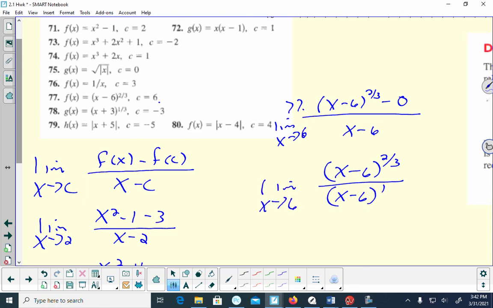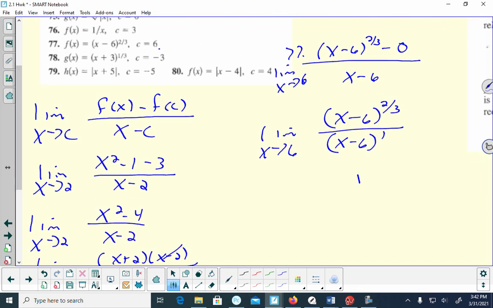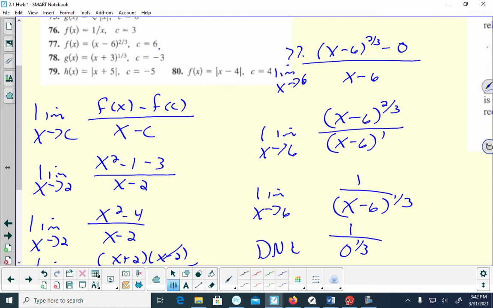And then when I do these, I'm going to end up having 1 over x minus 6 to the 1/3 power. Remember, you subtract exponents. So when I go to substitute in 6, nothing simplifies. So I'm going to have 1 over 0 to the 1/3 power, which is not possible, which means that this limit does not exist. I cannot find this limit.